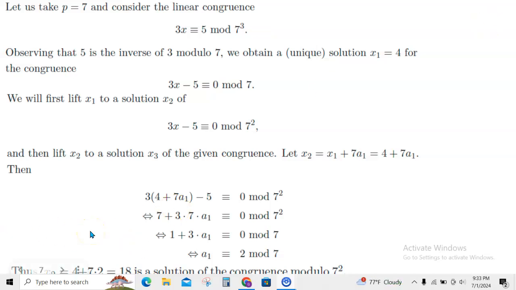Now we have to check what value of a1 would satisfy this condition: 1 plus 3a1 equal to 0 mod 7. If a1 is equal to 2, we get 3 into 2, 6, plus 1, 7, which is congruent to 0 mod 7. So a1 is congruent to 2 mod 7. Then we substitute it in x2 equal to x1 plus 7a1, that is 4 plus 7 into 2, 14 plus 4, which is 18. So the next solution for the congruence modulo 7^2 is 18.